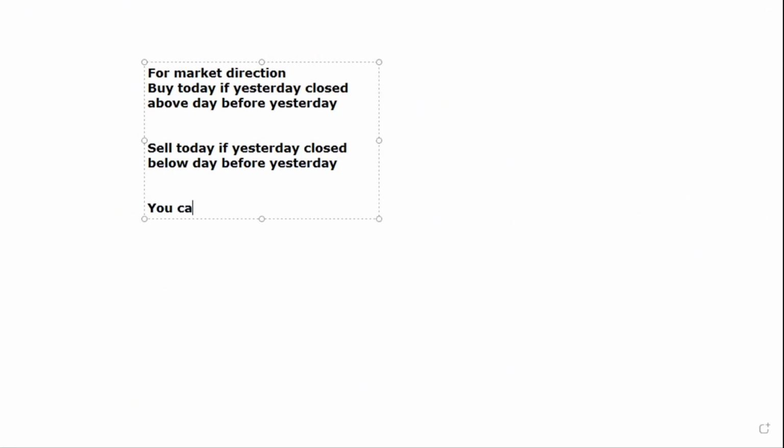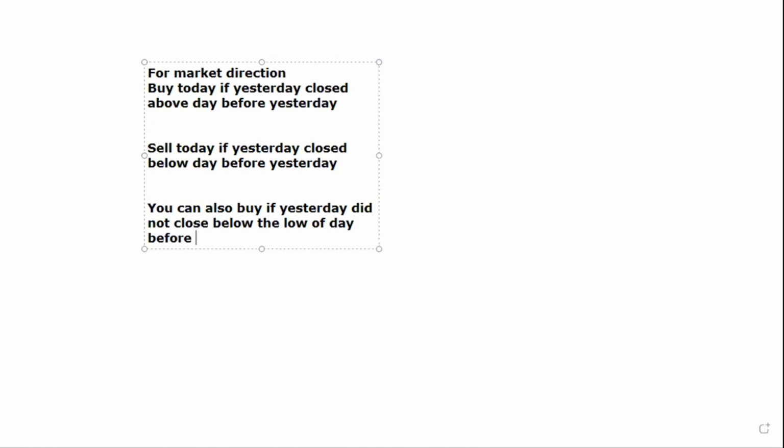Now also buy. You can also buy if yesterday did not close below the low of the day before yesterday. So just take your time to understand.